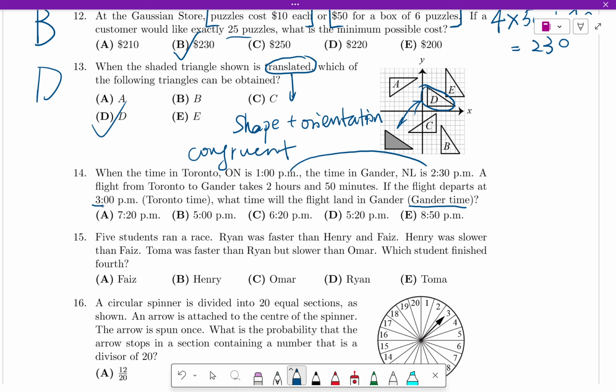So if we depart at 3 p.m. Toronto time, and the flight takes 2 hours and 50 minutes, we would end up with 5:50 Toronto time when we arrive. And if we translate this into Gander time, we would just simply add 1:30 to that, which is 7:20 p.m. Gander time. Option A would be correct.